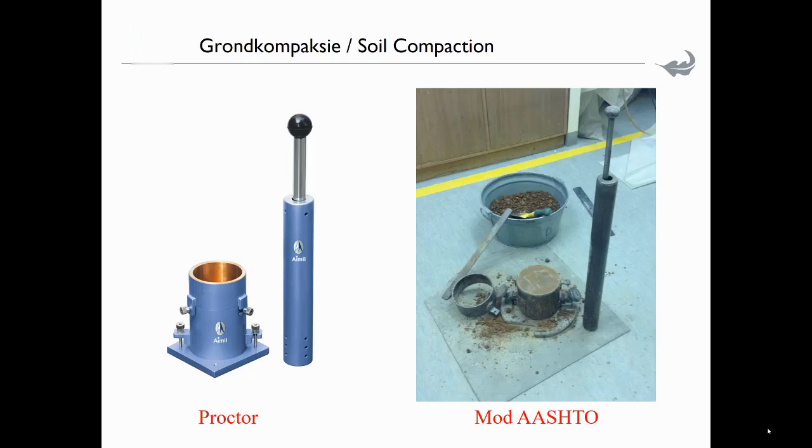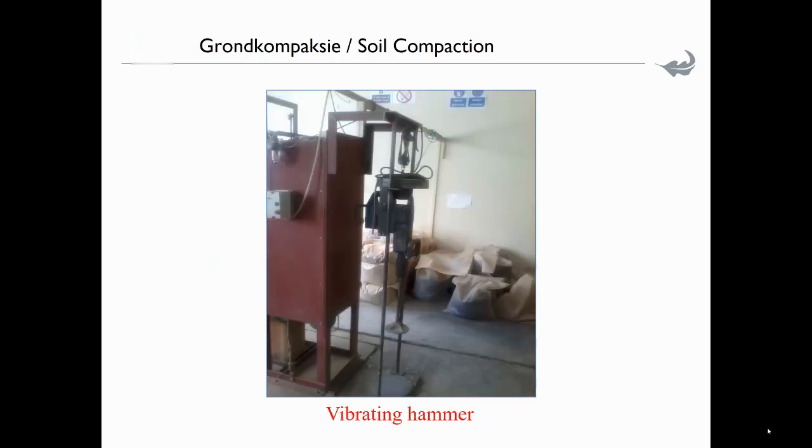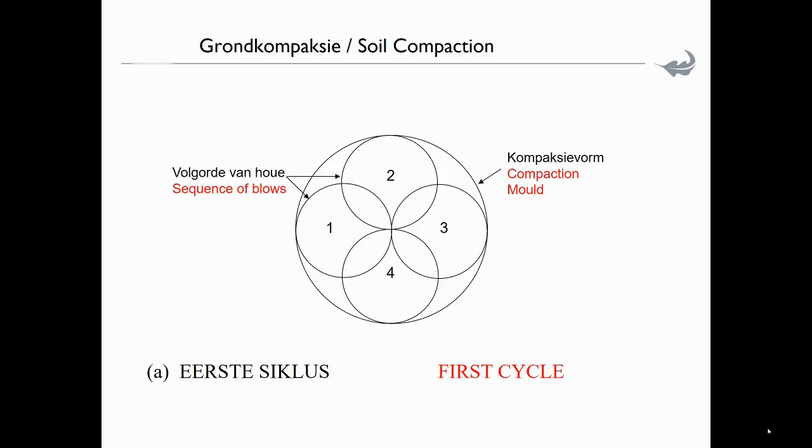On the left, this is what the Proctor equipment looks like, and then on the right is the mod AASHTO. It's a slightly bigger, slightly heavier hammer that falls over a longer distance, but it's the same mold, or form, that is used. And the vibrating hammer uses a different form, which is still circular, and this is what it looks like. And this piece of equipment has just been moved to the new lab that was constructed recently.